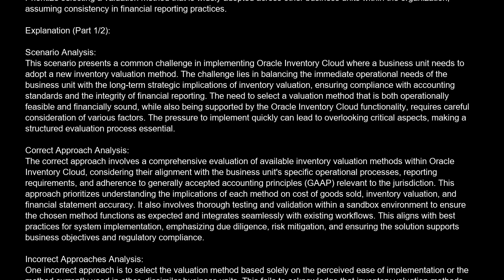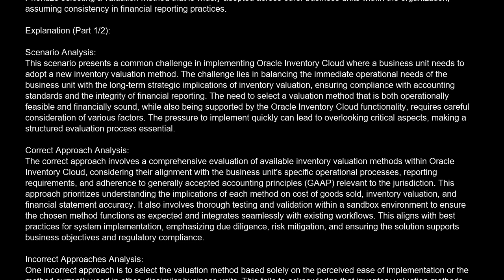This scenario presents a common challenge in implementing Oracle Inventory Cloud, where a business unit needs to adopt a new inventory valuation method. The challenge lies in balancing the immediate operational needs of the business unit with the long-term strategic implications of inventory valuation, ensuring compliance with accounting standards and the integrity of financial reporting. The need to select a valuation method that is both operationally feasible and financially sound, while also being supported by the Oracle Inventory Cloud functionality, requires careful consideration of various factors. The pressure to implement quickly can lead to overlooking critical aspects, making a structured evaluation process essential.